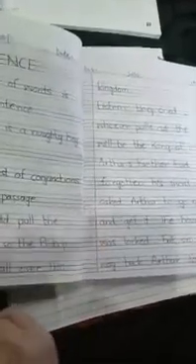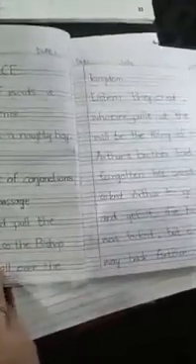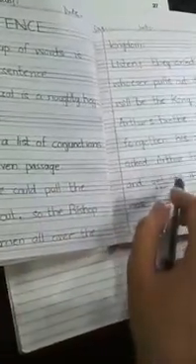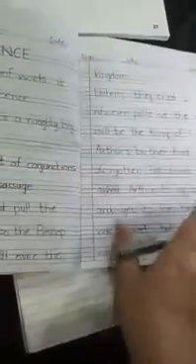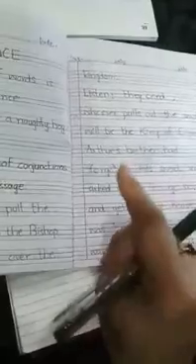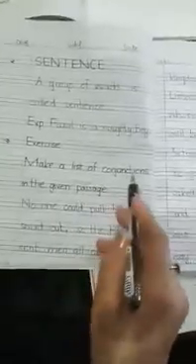Now, come towards your task. Your task for today is to make a list of conjunctions from this passage in your rough work notebooks, not in your neat work. You have to take your rough work registers or notebooks, and then make a list of conjunctions from this passage. Later on, I will make a video of those conjunctions.